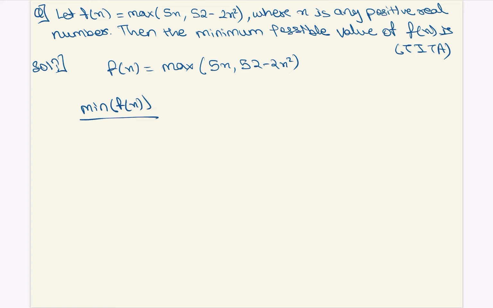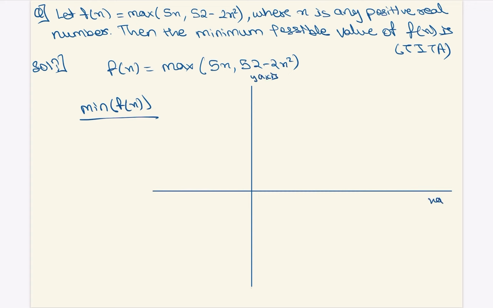To understand this question, first of all, I'd like to make graphs of this. It will be much easier if you consider how graphs can solve your very difficult problems. So this is my y-axis, this is my x-axis. We have got two functions. First is 5x and second is 52 minus 2x square. Let's draw 5x first. So 5x is basically y equal to 5x, right?